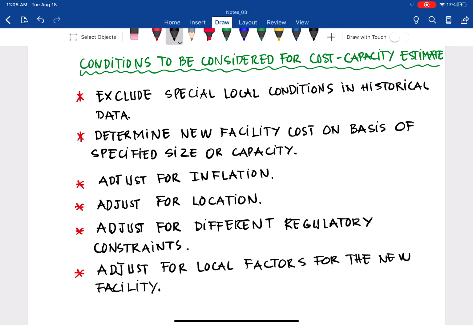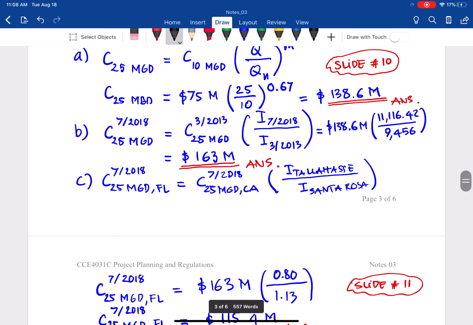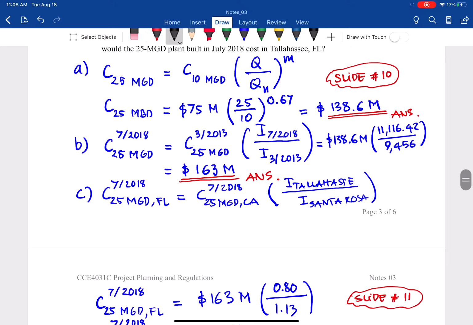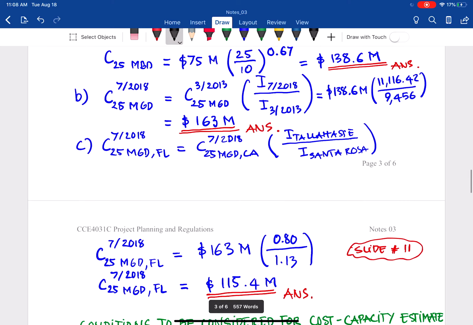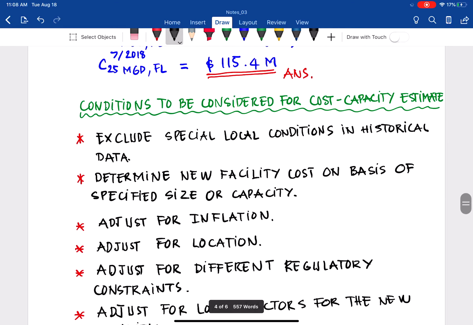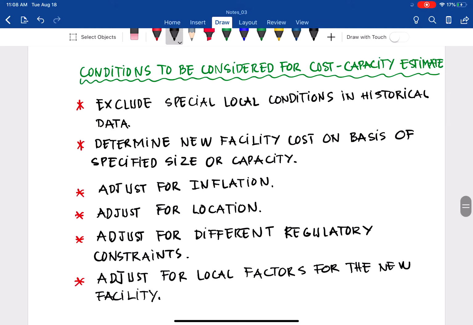So far we went over two methods in the order of magnitude estimate, the index based and cost capacity. And in problem 2, we use both to estimate a water treatment plant project. In the real situation, there are many other adjustments needed when we estimate a new facility.